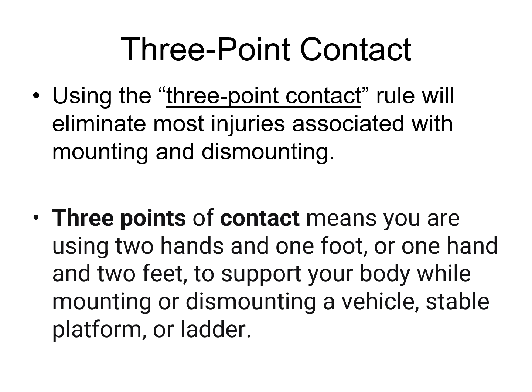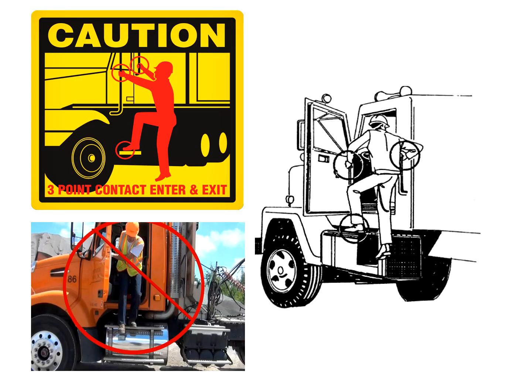Three-point contact. Using the three-point contact rule will eliminate most injuries associated with mounting and dismounting a vehicle. Three points of contact means you are using two hands and one foot or one hand and two feet to support your body while mounting and dismounting a vehicle, stable platform, or ladder. This diagram illustrates the three points of contact: two hands and a foot, two hands and a foot here. And this one is improper because we're going forward, going to jump out.